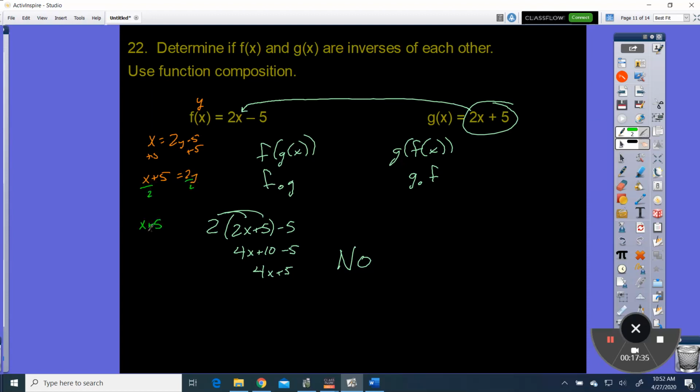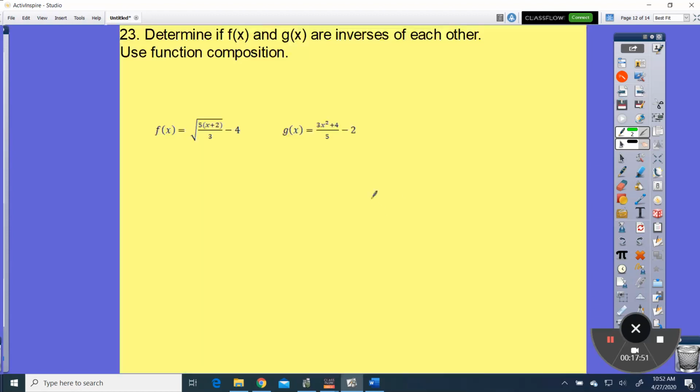So x plus 5 all divided by 2 is what should have been over here if they are indeed inverses of each other. But they weren't, so it wasn't this, so they weren't inverses. But this is how I want you to show that they are inverses. Question number 23, show if these are inverses.